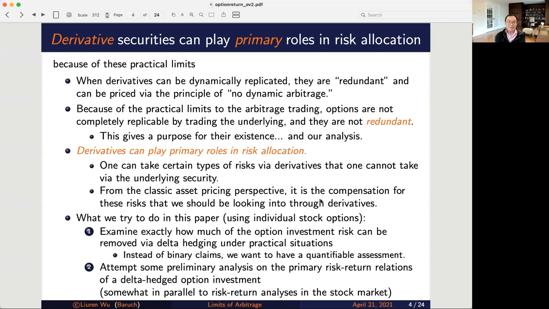When we talk about the risks that you cannot take or cannot hedge, meaning you cannot take them with the primary markets, then you can take them through options, right? So there is a chance that you can proactively seek these risk exposures through derivatives because you cannot do it using the underlying. And what we want to do here is really focus on this part.